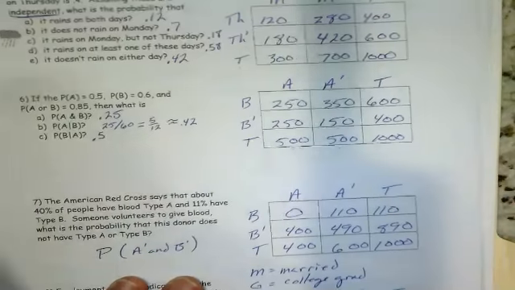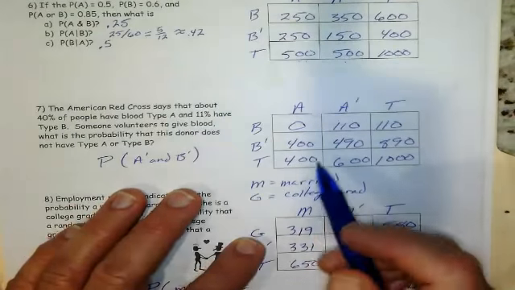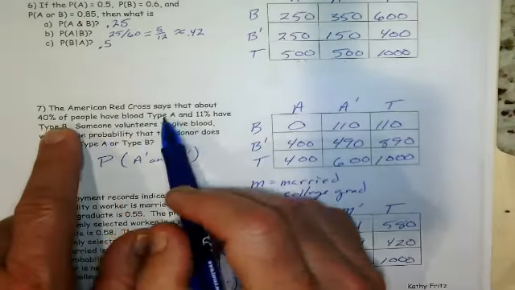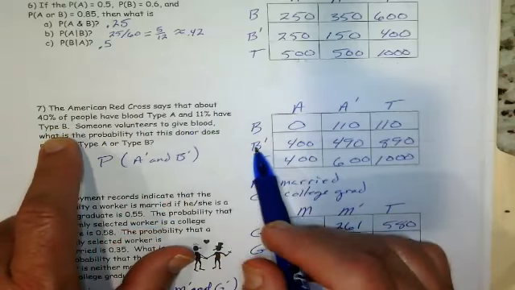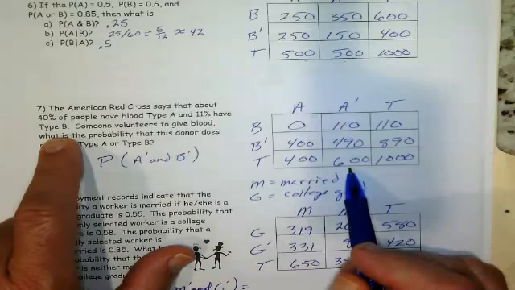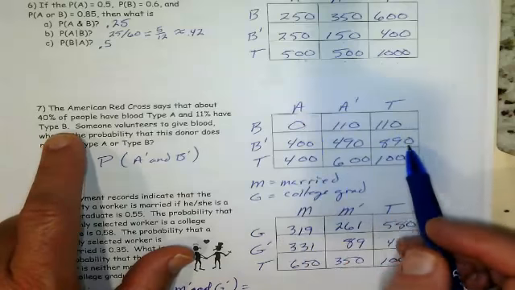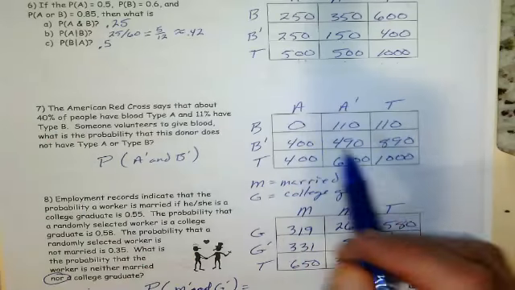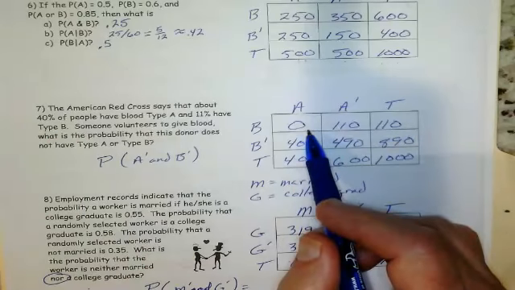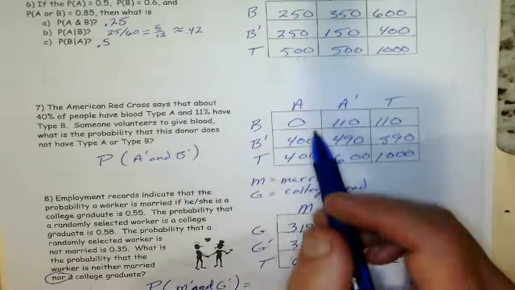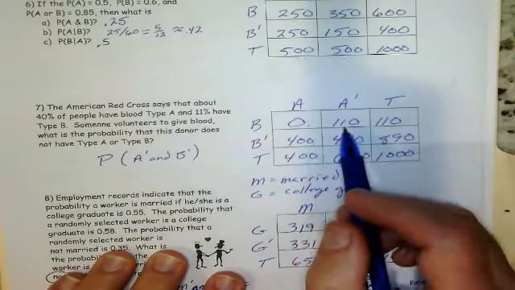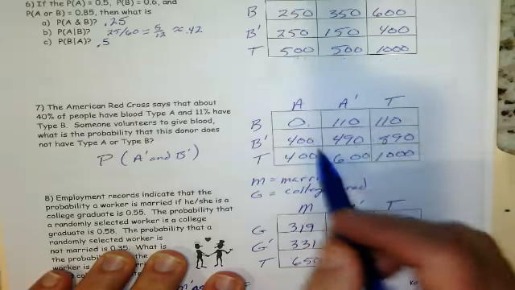So here we go. Now, here's the one a lot of people had trouble with. The Red Cross says about 40% of people have A, 11% have B. So A, not A, B, not B. 40% have it, 60% don't. 11% have it, 89% don't. Now, right there, there's a zero. Why in the world is there a zero there? Well, because you cannot have type A and type B at the same time. All right, you cannot have them both at the same time. So that number is zero. So that gives us 400 there, 110 there, and that makes this number 490.